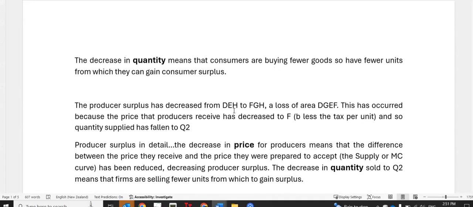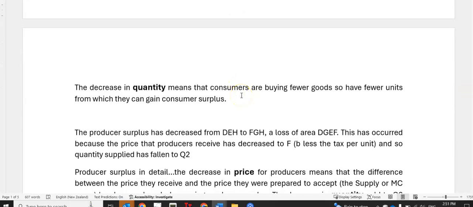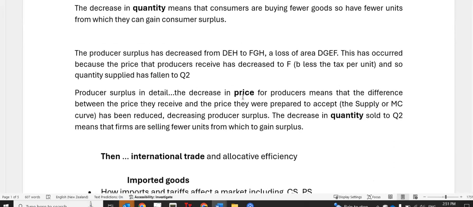Okay, at the same time, we need to refer to quantity as well. So in this case, if there's a decrease in quantity, consumers are buying less, there are fewer units to gain consumer surplus with. In total, that means that consumer surplus goes down or up, depending on what you're doing. Okay, but you can use that formula. You've got to mention price, you've got to mention quantity, you've got to mention it in comparison to where consumers are. For producer surplus, what's happened to that?